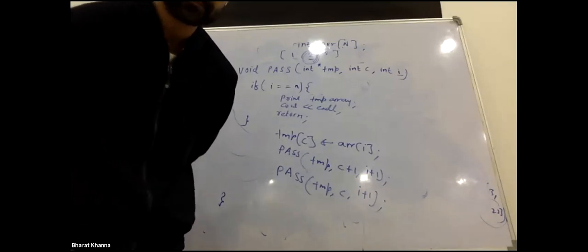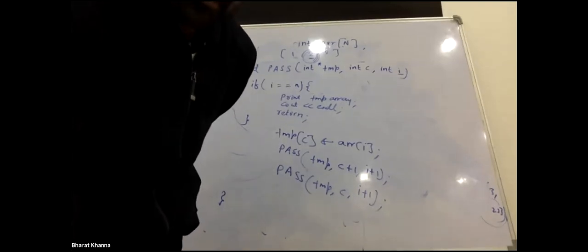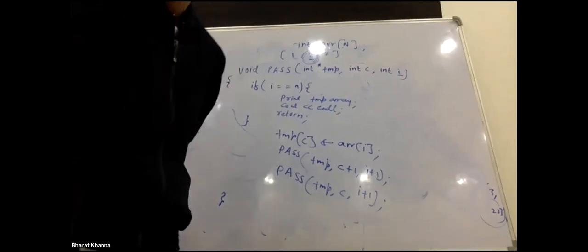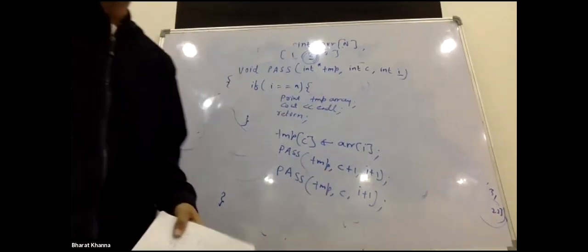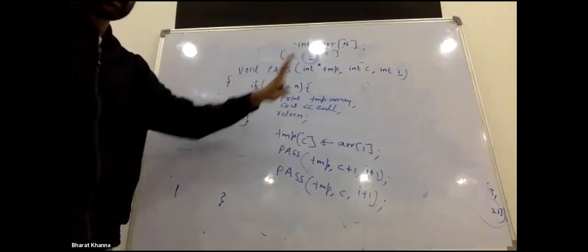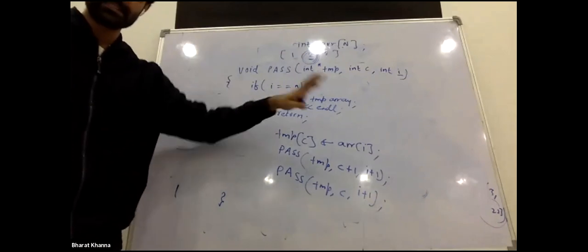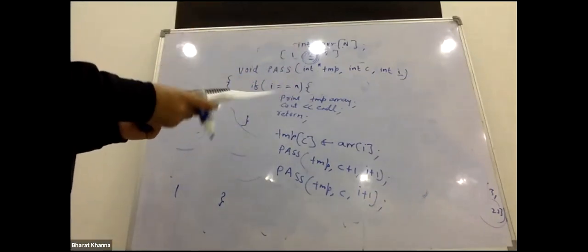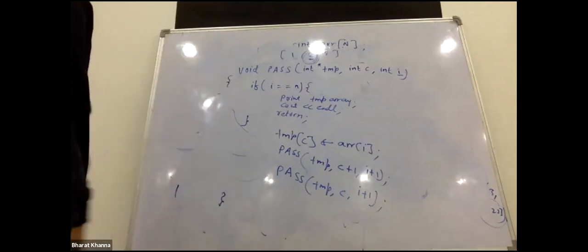Okay, shouldn't we write the last condition before temp c equals to? Yeah, that's a good question. Actually, that is not going to matter. See, this array is passed by reference, right? This is passed by reference. What is actually happening here is, let's try to understand it in this manner.